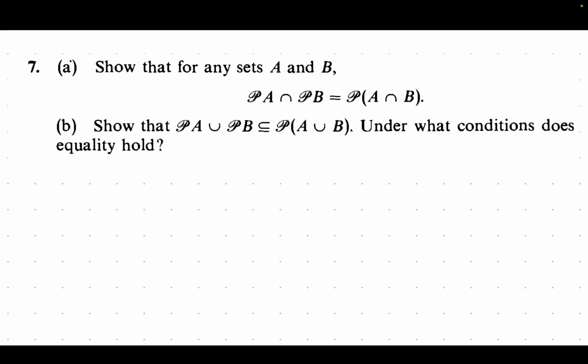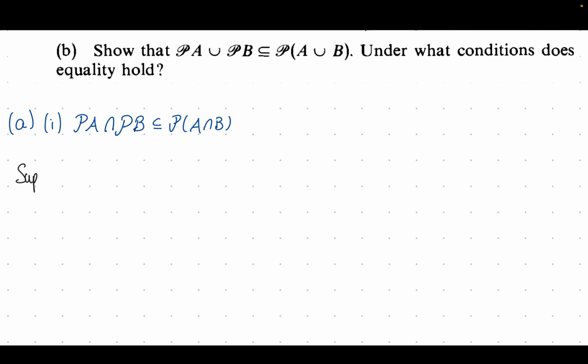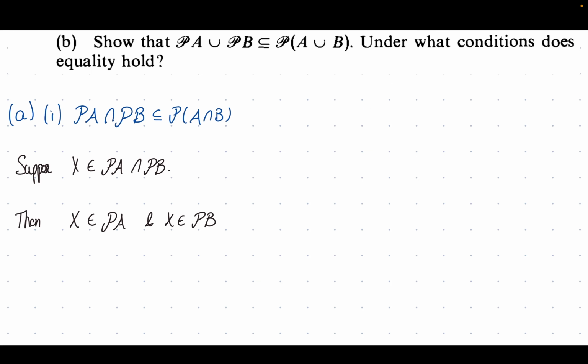Let's do this the usual way. So we want to show first that the power set of A intersect the power set of B is a subset of the power set of A intersect B. Pretty straightforward. Let's just do what we always do. Suppose big X is in the power set of A intersect the power set of B. Then X is in both of the sets, the power set of A and the power set of B.